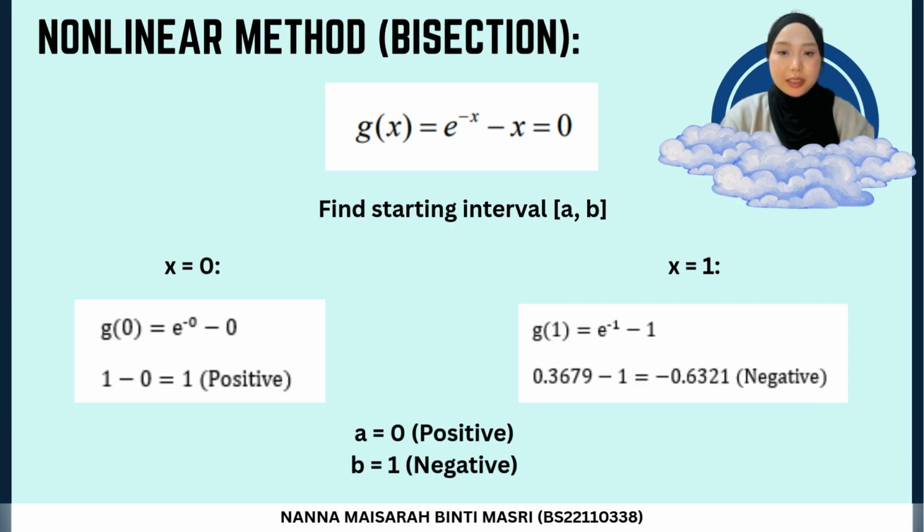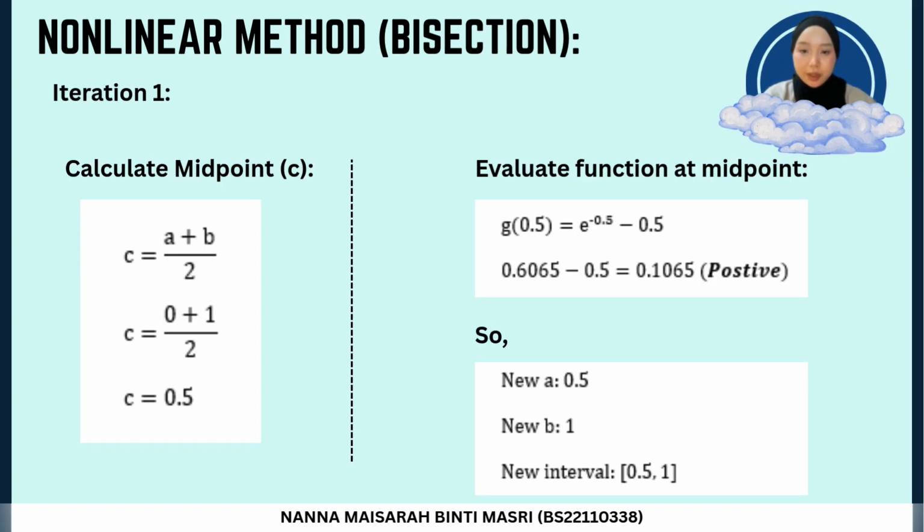Next, for the nonlinear method, I implemented the bisection method. So we have to find the initial interval AB, where the function signs are opposite. After some calculation, I got G0 equal to positive and G1 was negative. Now, looking at the calculation, in iteration 1, my midpoint was 0.5, so the function value was positive. So we have to replace a since a is positive.